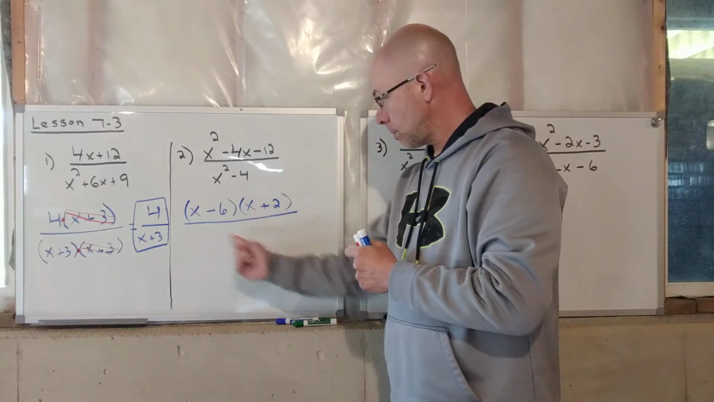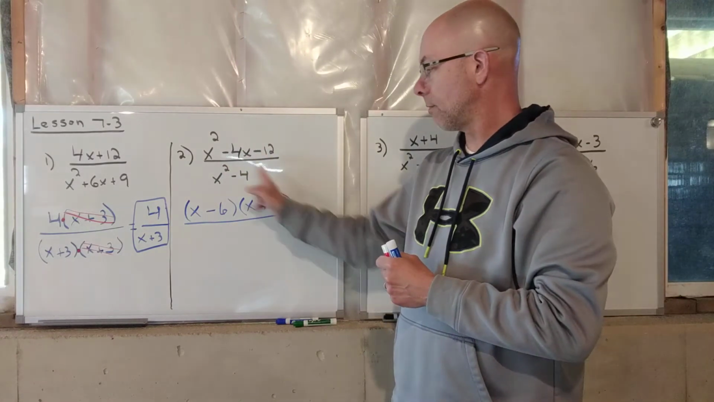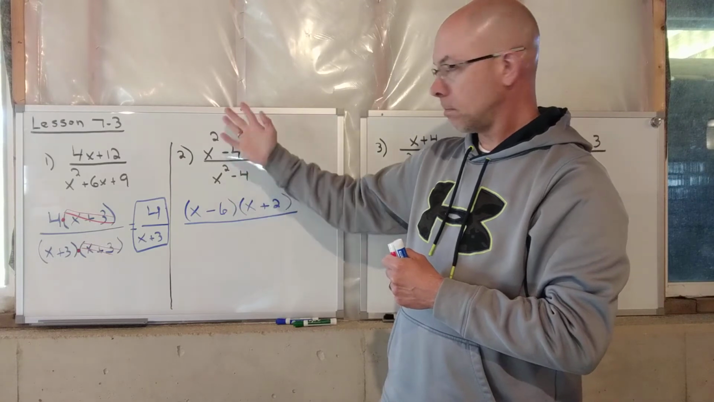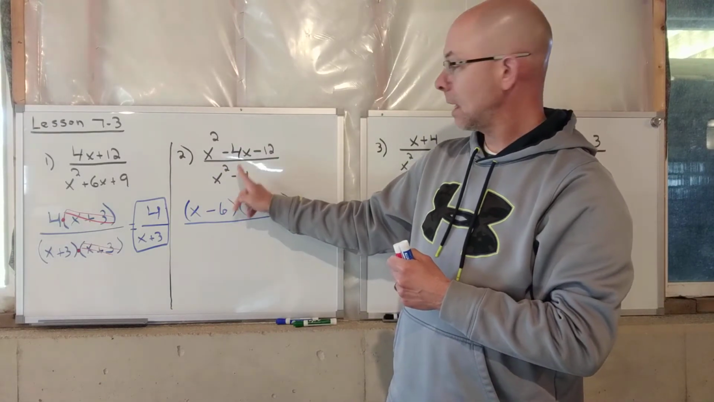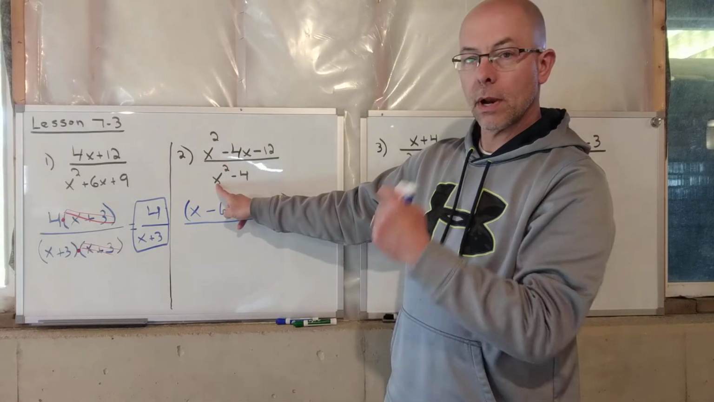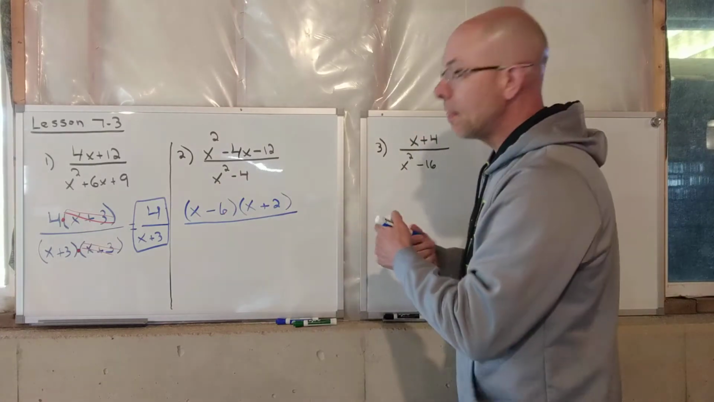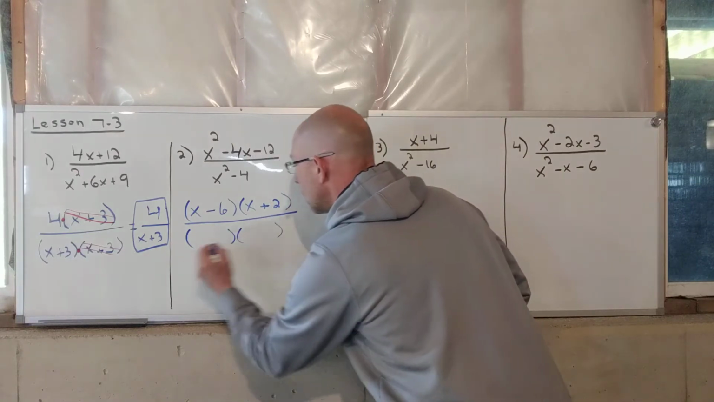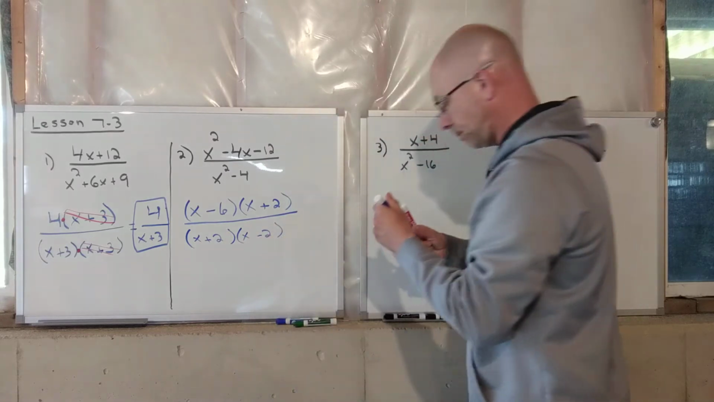If I was to distribute this fully out, it would be x squared minus 4x minus 12. That's the pieces. The denominator. No greatest common factors here, people. The denominator is a binomial. That is subtraction, meaning difference. That is a perfect square, x times x. That's a perfect square, 2 times 2. This breaks up into x plus 2, x minus 2.